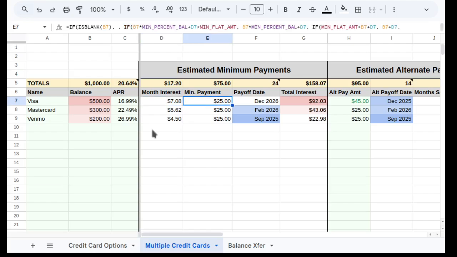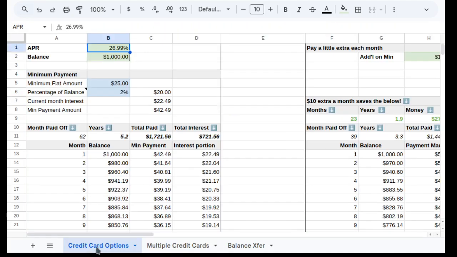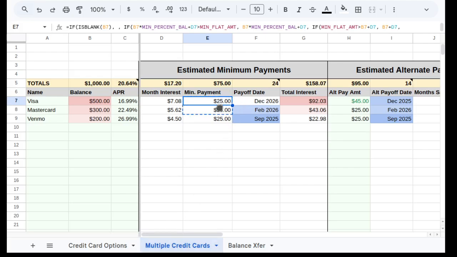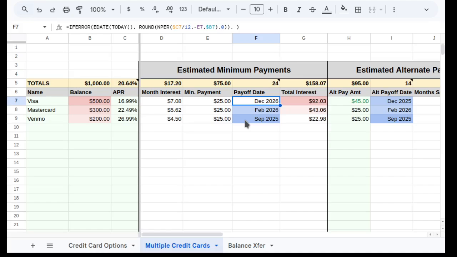The minimum payment is $25, just because we're assuming the same rules as what was done here. So if you change these values, the minimum payment amounts here are also adjusted the same way. The estimated payoff date would be December 2026, assuming today's date for these values. So if you put these balances in today and these APRs, this will be the approximate payoff date if you only paid the minimum payments. Assuming $25 is the minimum payment for these.